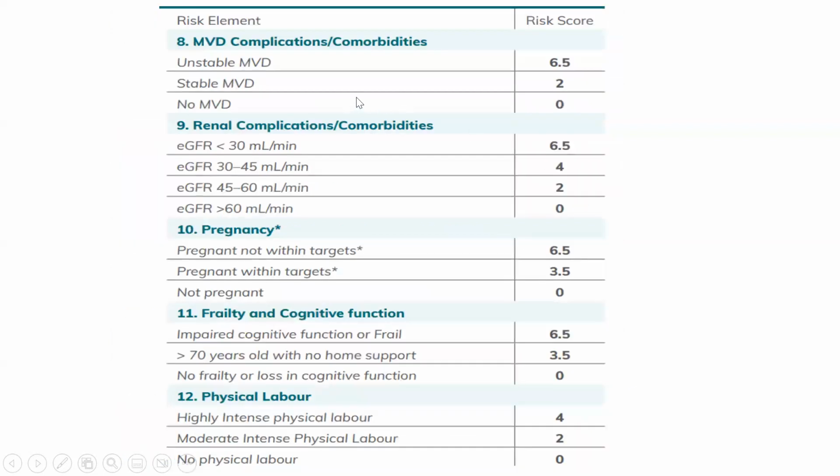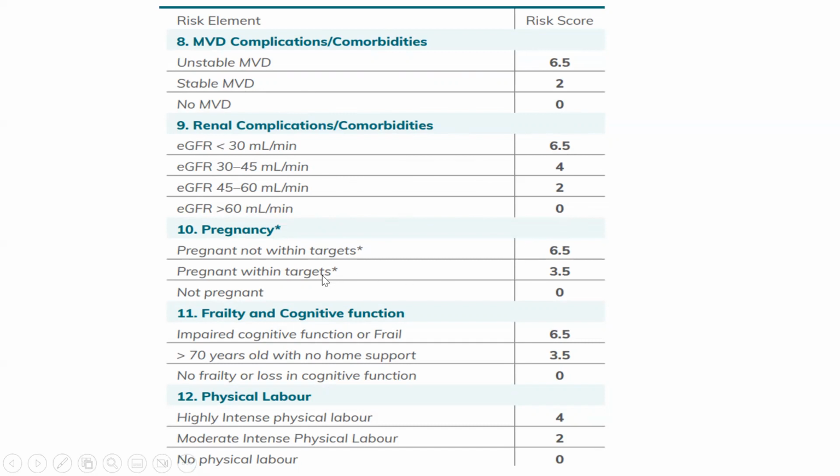In terms of multivessel disease, unstable multivessel disease directly jumps the score to 6.5, stable multivessel disease 2, and no multivessel disease 0. In terms of renal complications, eGFR of less than 30, 6.5; 30 to 45, 4; 45 to 60, 2; and more than 60, 0. If the patient is pregnant and also the blood sugars are not within the targets, that directly jumps the score to 6.5.